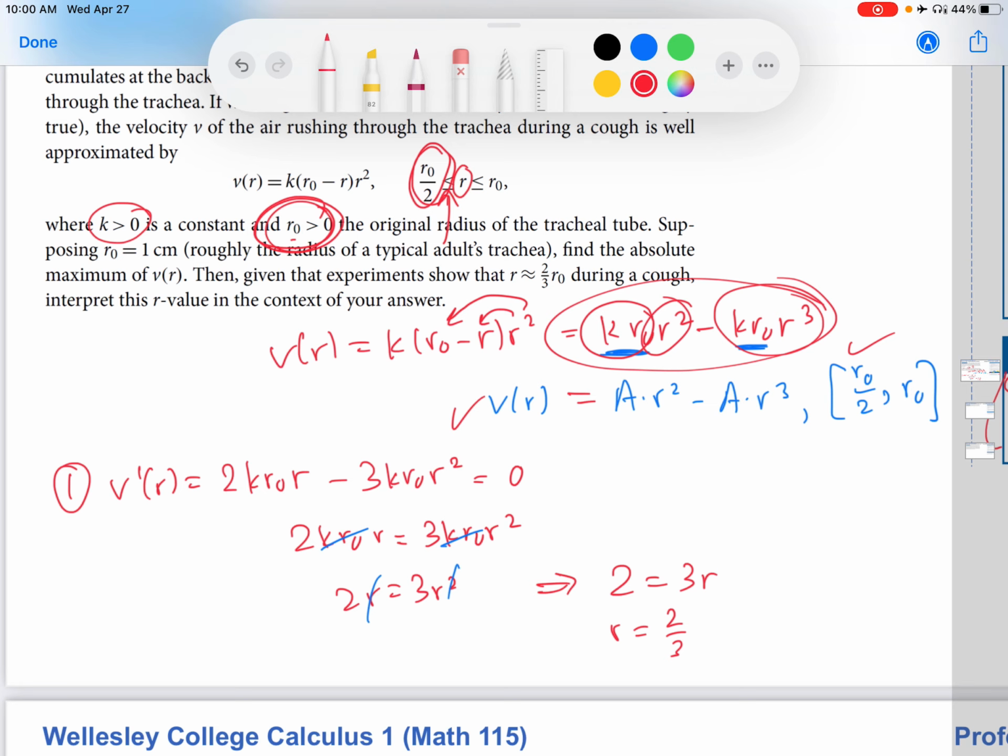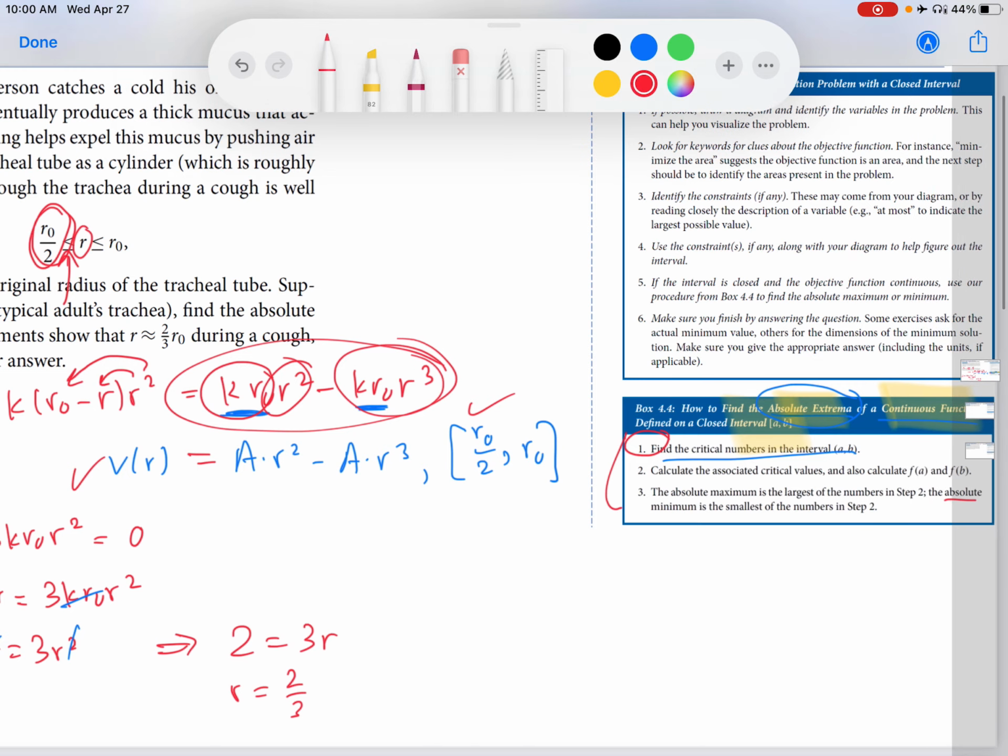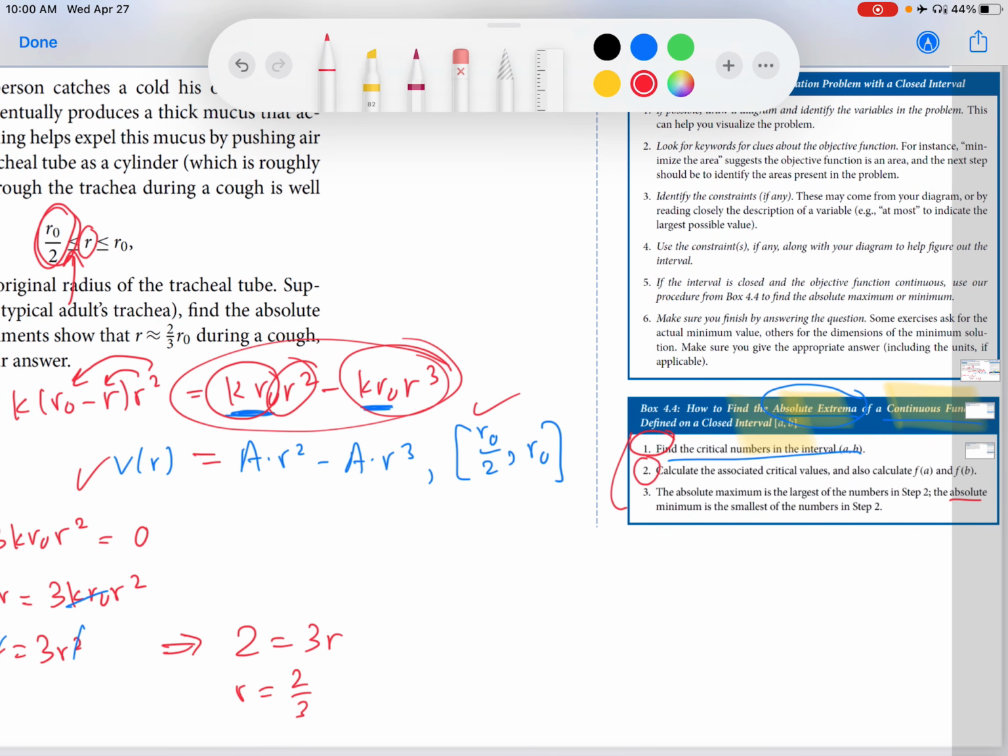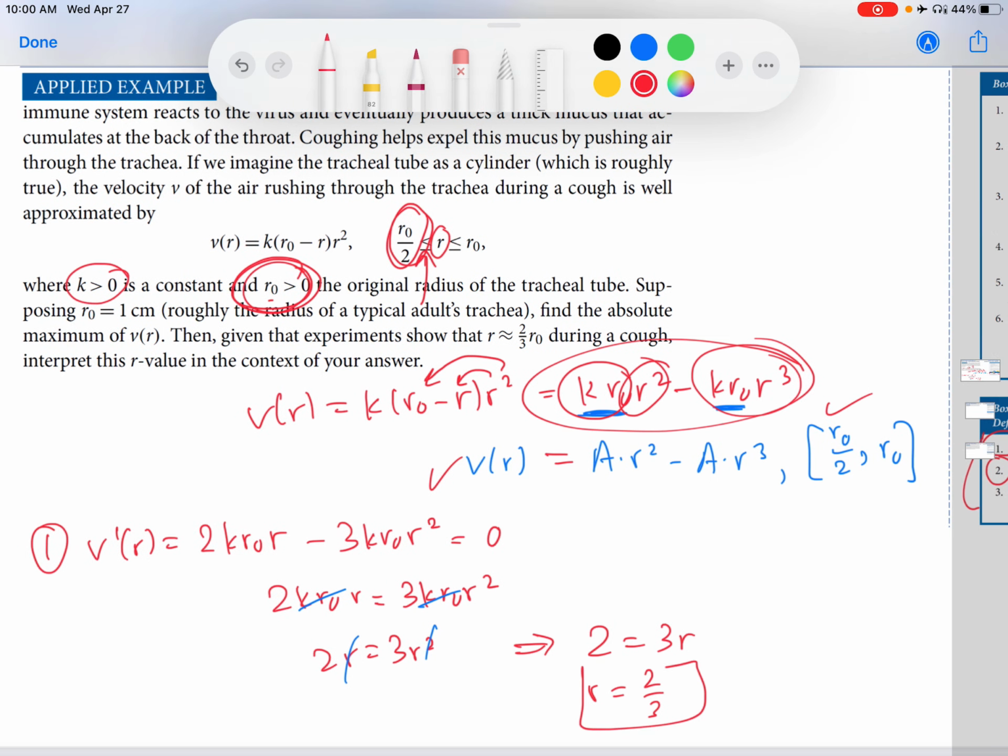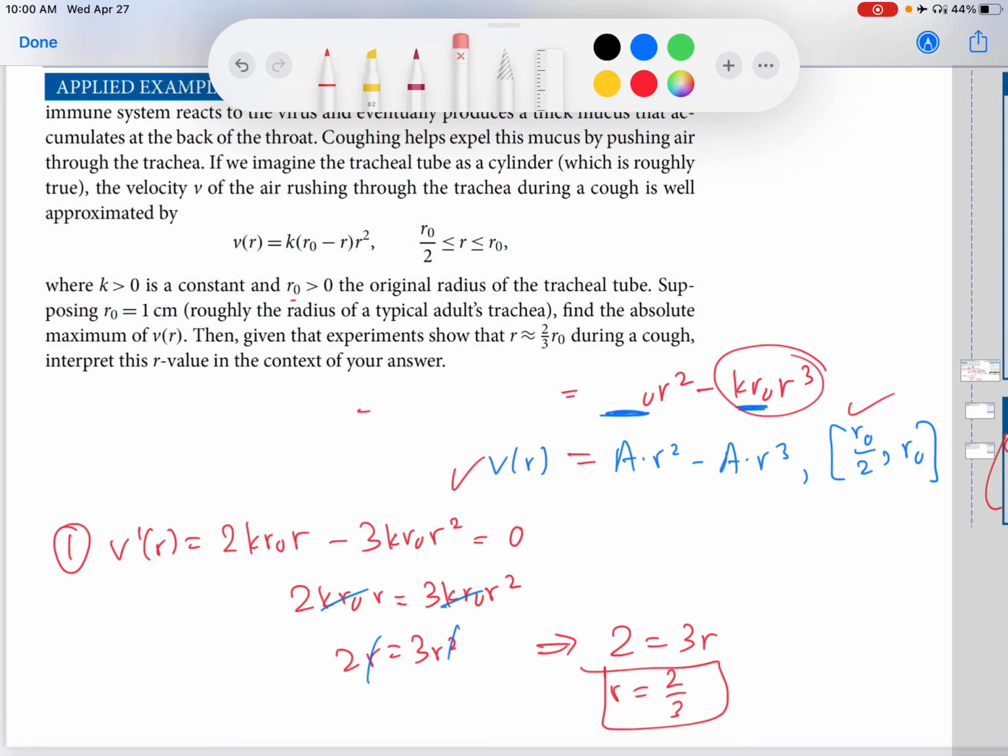Okay, so at this point I would like to calculate what the value of the function is at this critical number. That's the second step over here. Calculate the associated critical values and also calculate the value of the function at the endpoints. So this is my critical number, and then I'm going to go back and erase these things and calculate my y values. You might be wondering, how do I know that this number over here is inside this interval?